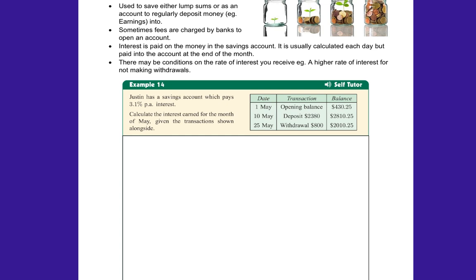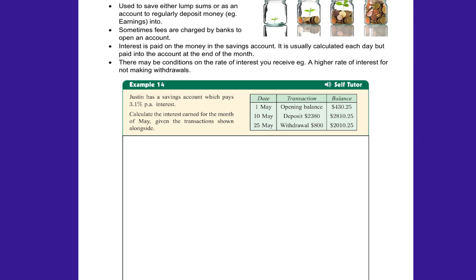Okay, so we're going to do this calculation. Interest is paid on the money in the savings account. It's usually calculated each day, but paid into the account at the end of the month. Okay, that's an important thing to work out. So it's paid at the end of the month, but it's worked out during the month.